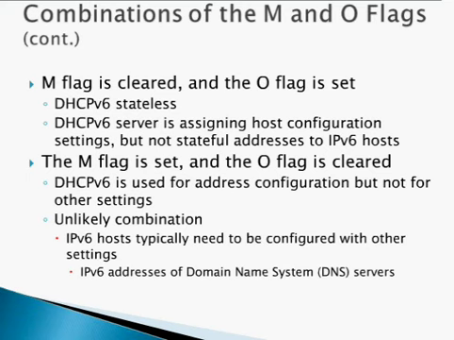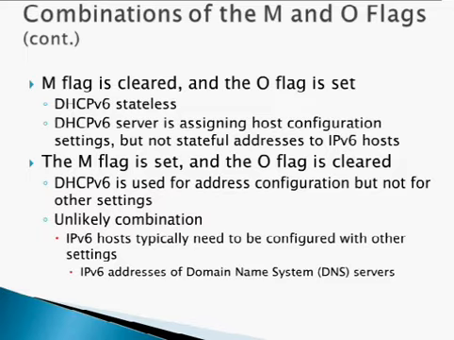The last one is the M flag is set, but the O flag is cleared. So we're using DHCPv6 for address configuration, but not for other settings. And this tends to be a somewhat unlikely combination, because if you're going to do DHCP for addresses, you're probably going to do DHCPv6 also for configuration settings like DNS and so on. So possible, but typically unlikely combination of M and O.